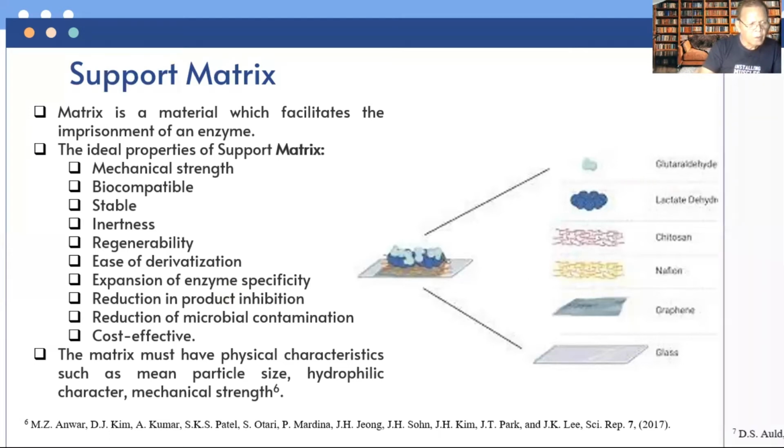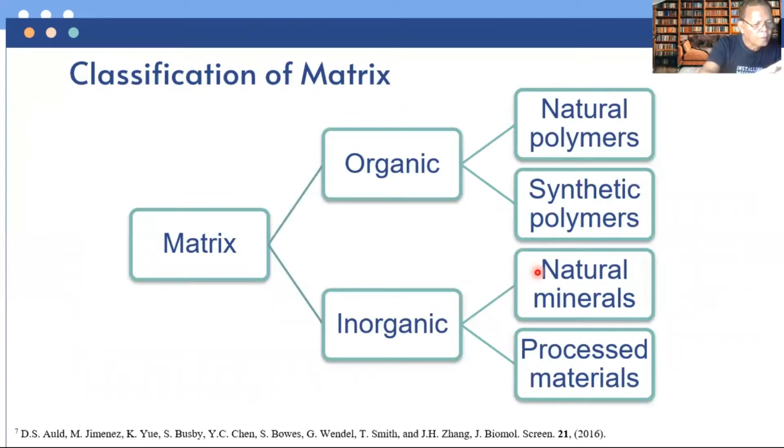Now let's move to the classification of matrix. Matrix can be classified into two sources. The first one is organic and the second one is inorganic. Organic can be a natural polymer and a synthetic polymer, and inorganic can be a natural material and a processed material.